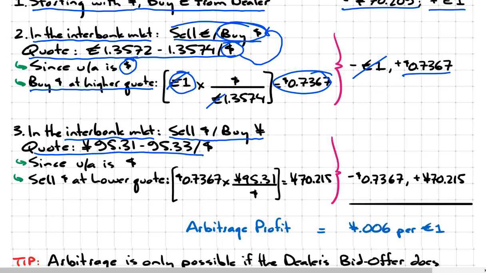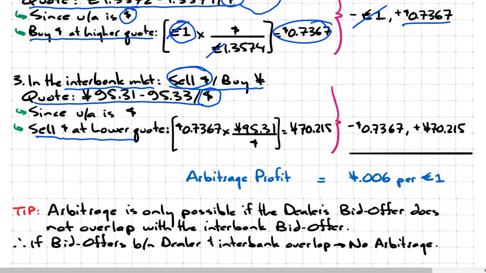Again, you always take the perspective of the underlying currency because that's the currency that you're trading. So since the underlying currency is the dollar, we take the perspective of the dollar. So it's a sell transaction, and whenever you sell, you sell at the lower quote. So here are my dollars.